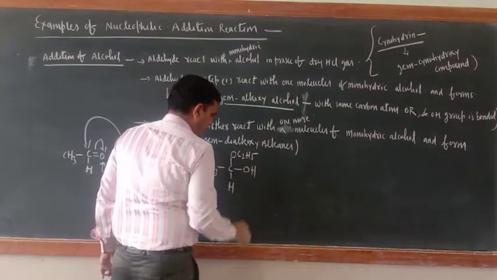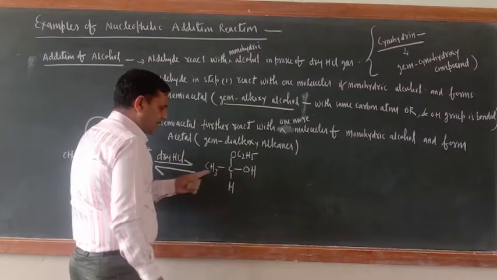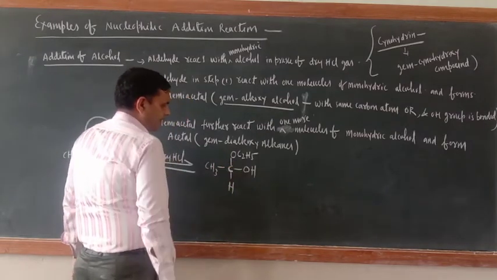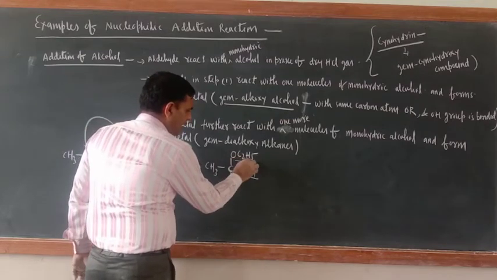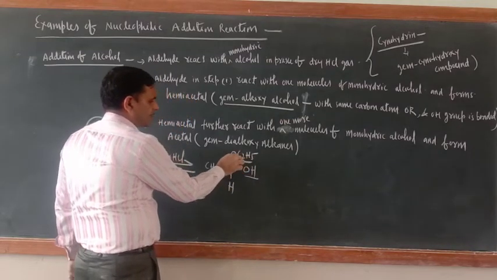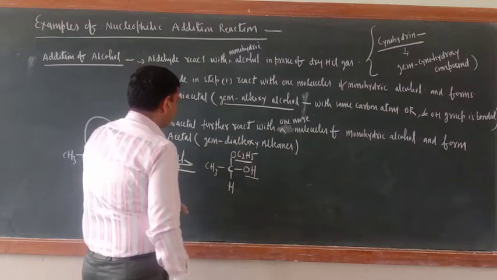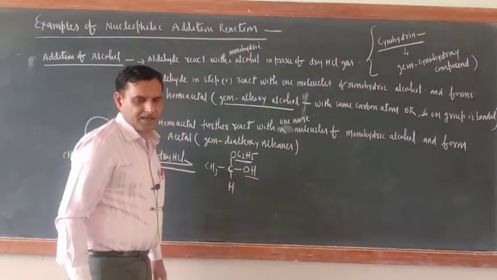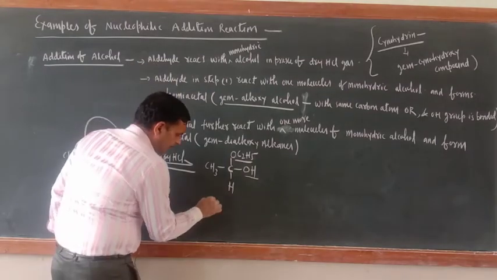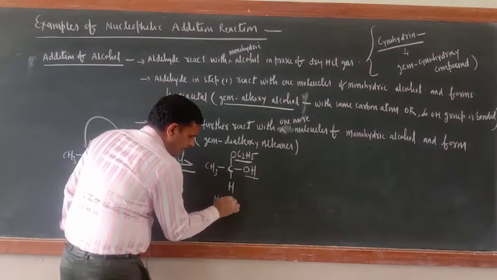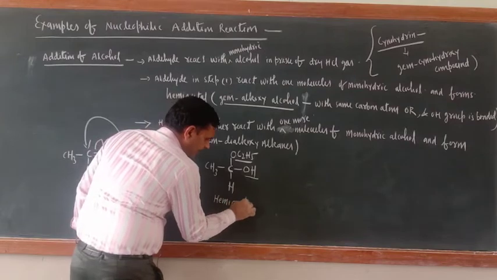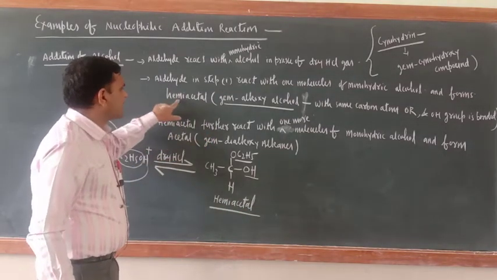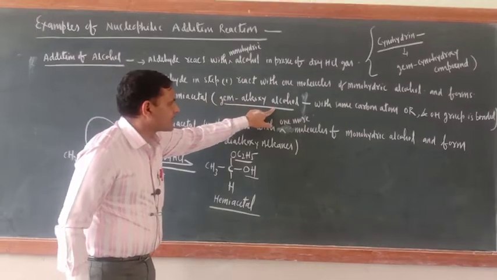So here H. Now if you see clearly, in this compound with this carbon atom, an OH group is also there and an ether group is also there. What is this one? Alkoxy group. So this compound is known as acetaldehyde hemiacetal. Okay, what is hemiacetal? Here I have explained. Hemiacetal is gem alkoxy alcohol.